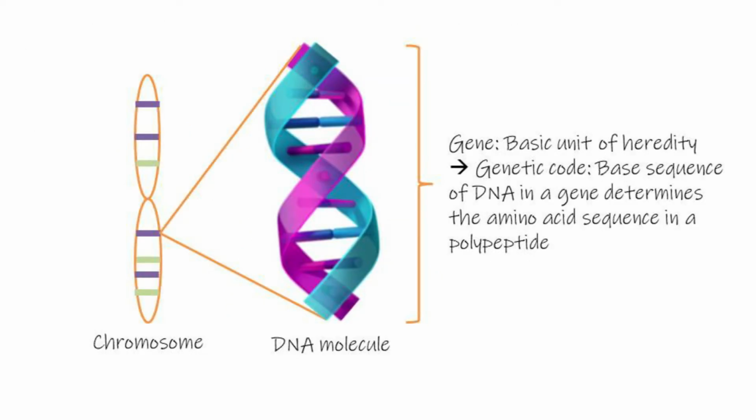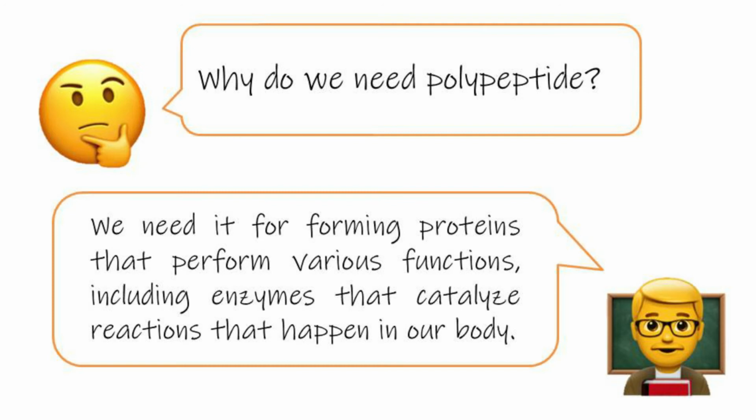A gene is the basic unit of heredity. It's a segment of a DNA molecule on a chromosome. The base sequence of DNA in a gene determines the amino acid sequence in a polypeptide in a way called the genetic code. Polypeptides are very useful, since they are responsible for forming proteins that perform various functions, including enzymes that catalyze reactions that happen in our body.